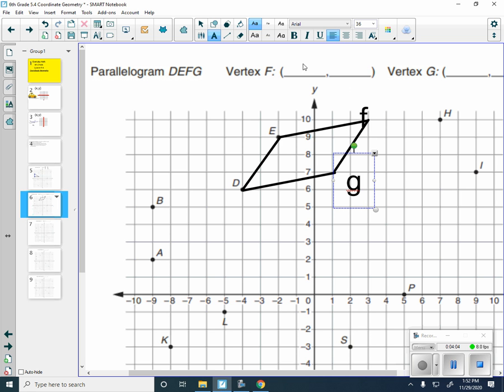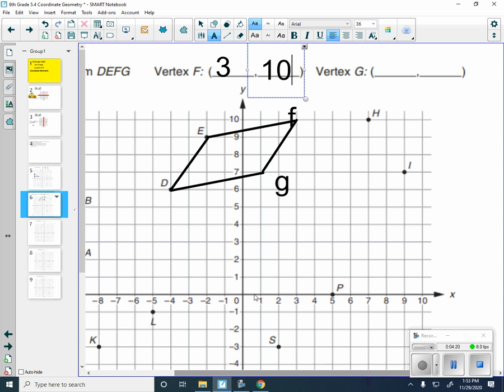Well, what is F right here? F for my x-axis is right here. It's a +3 because x comes first. And my y-axis, it's a +10. For my G, it looks like my G is at a 1 on my x. See, here's the x. It's a 1.